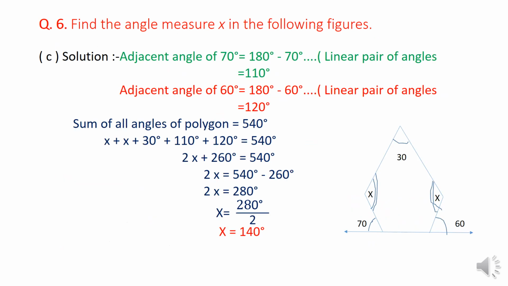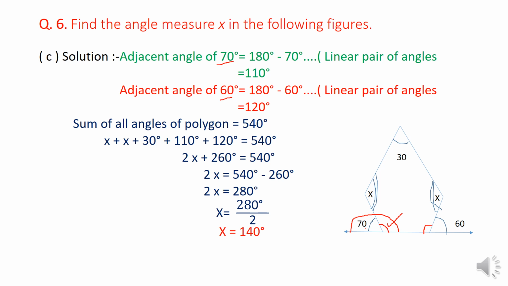Now let us see question number C, its remaining part. So here in the remaining part, first of all we have to find the adjacent angle of 70 degree as well as 60 degree. These both the angles which are related to 70 degree and 60 degree are linear pairs of angles. Okay, that's why their sum will be equal to 180 degree.